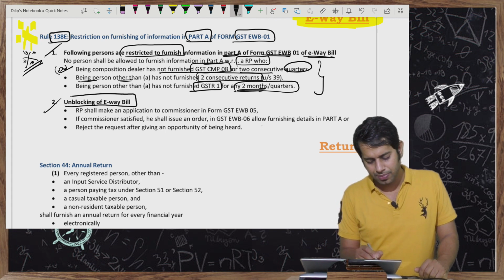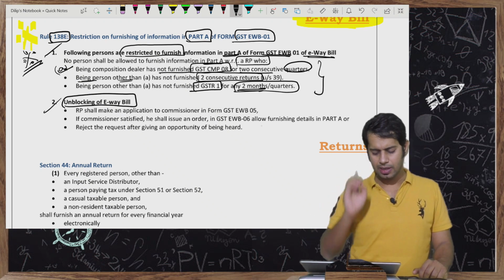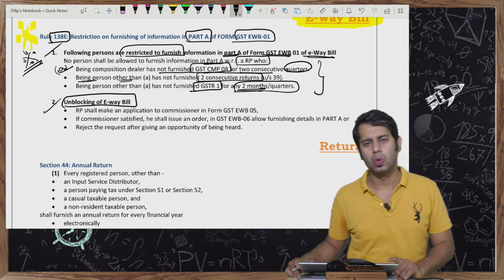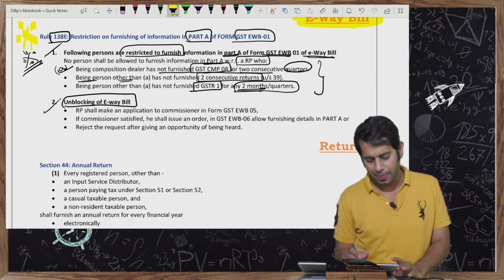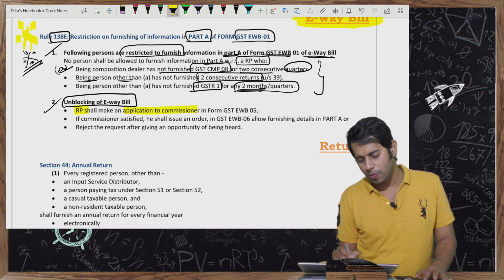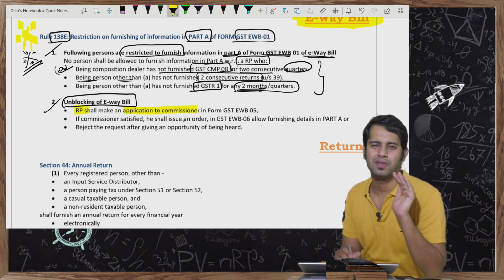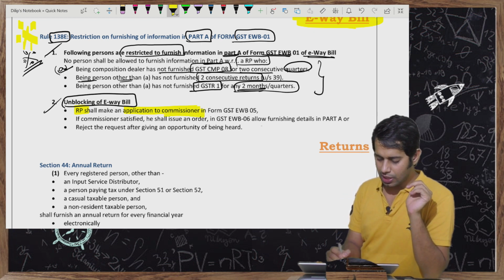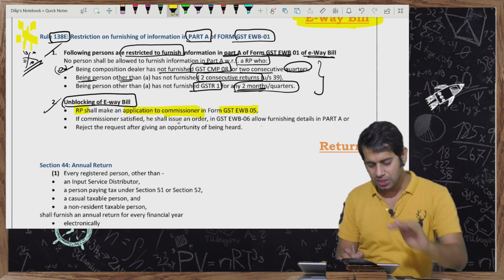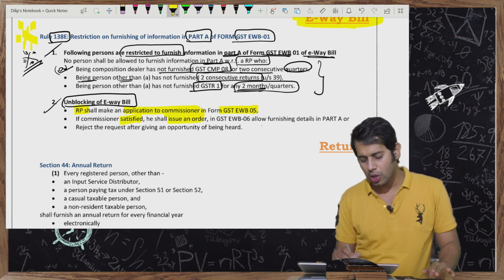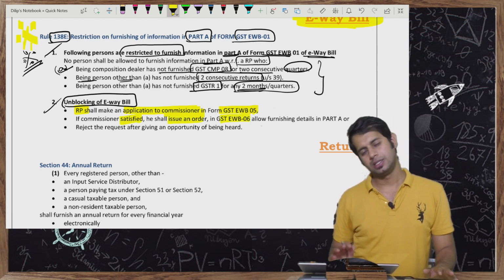Sir, okay sir, by mistake I have not filed the return. Now what to do? They have blocked it. Can unblocking happen? Definitely, unblocking of the e-way bill also will happen. How, sir? The registered person will have to make an application to the commissioner in form GST EWB 05. Then that commissioner, if he is satisfied, will issue an order in GST EWB 06.